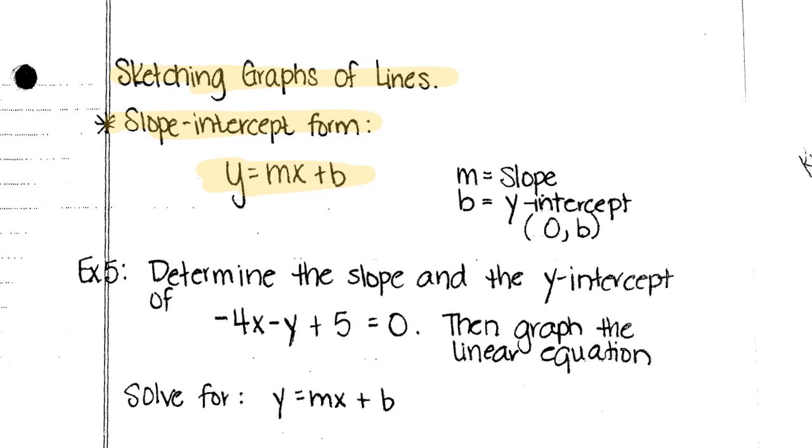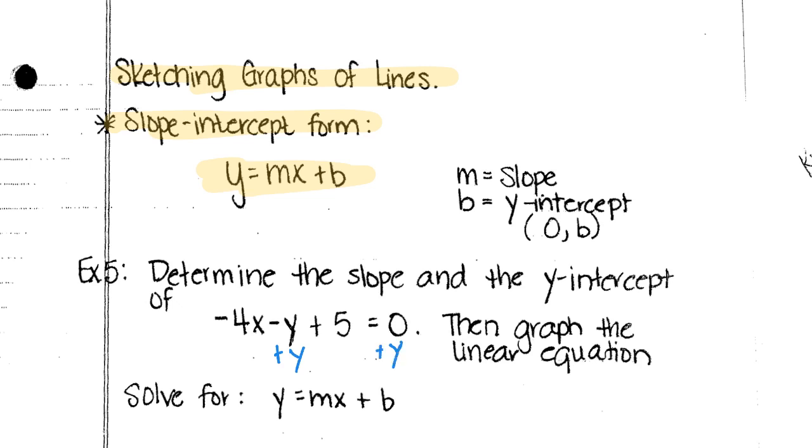Example 5 says determine the slope and the y-intercept of negative 4x minus y plus 5 equals 0, then graph it. Now, I know you have that awesome device that I told you to get, the TI-84. Thinking on your toes really quickly, what would be the easiest way to put it in slope-intercept form? What do y'all think? Talk to me. I would add y. Yeah, I would probably add y. Good job.